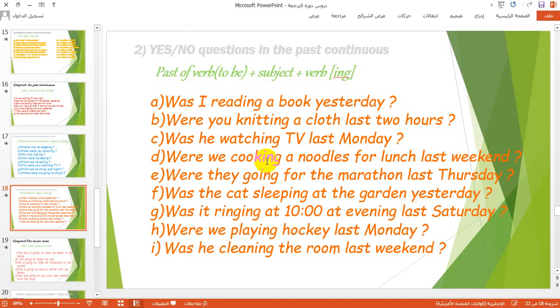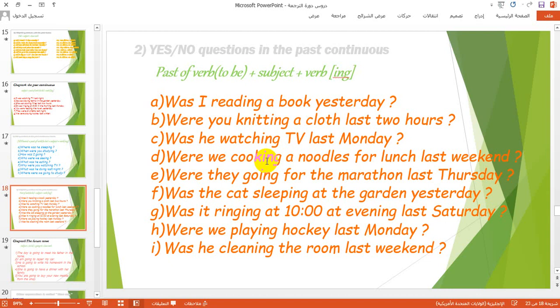Was I reading a book yesterday? Were you knitting a cloth for the last 2 hours? Was he watching TV last Monday? Were we cooking noodles for lunch last weekend? Were they going for the marathon last Thursday? Was the cat sleeping in the garden yesterday? Was it ringing at 10 o'clock in the evening last Saturday? Were we playing hockey last Monday? And finally, was he cleaning the room last weekend?